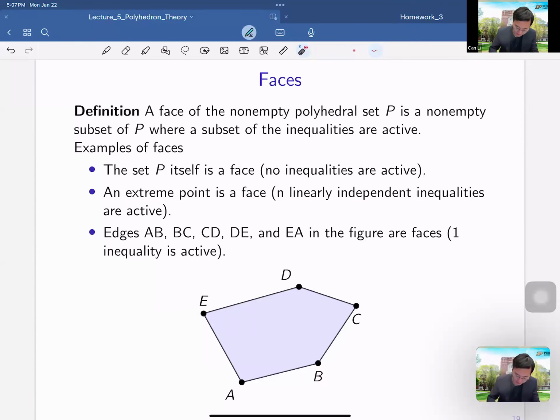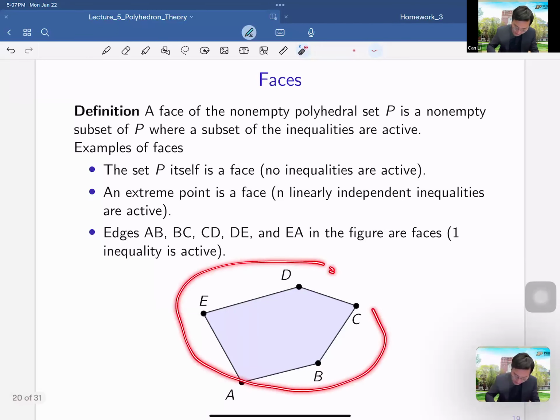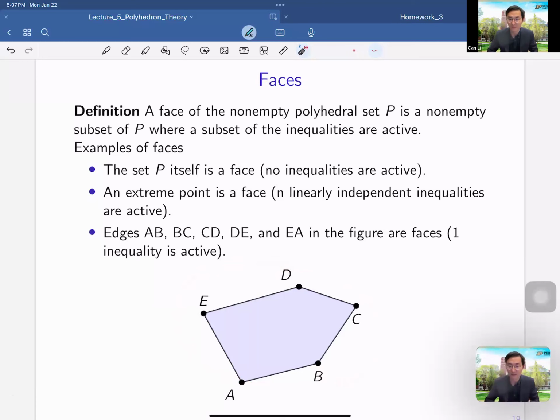And those edges in this figure, they are also the faces of a polyhedral set. If you look at this line segment ED, it is a face because one single inequality holds as an active constraint on this face ED. And similarly, DC is also a face of the polyhedral set. Okay, so the face will be a very important concept in integer programming, but in linear programming, it is also something you should know.